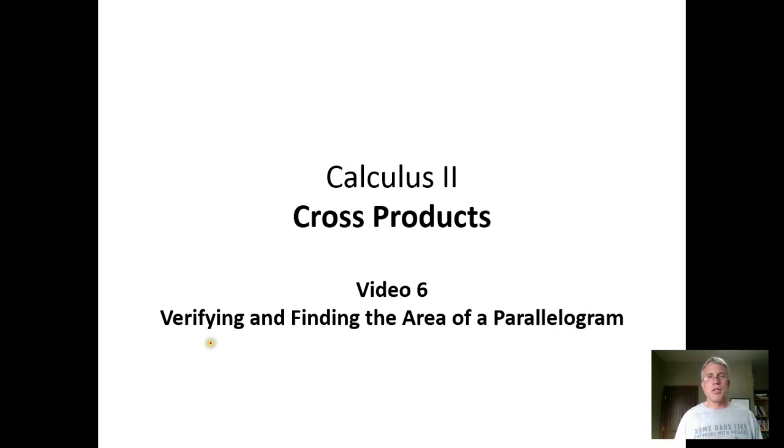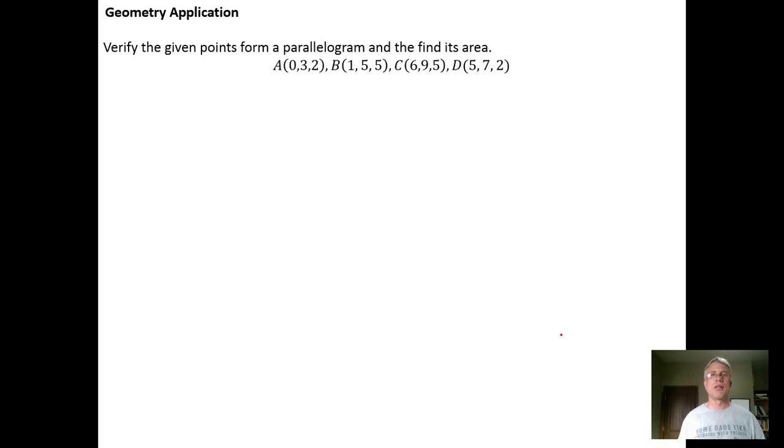So in this video we're going to verify that 4 points in 3 space form a parallelogram, and then we're going to use the cross product to find the area of that parallelogram. So it says verify the given points form a parallelogram and then find its area. So the idea is if they do form a parallelogram, let's suppose they do.